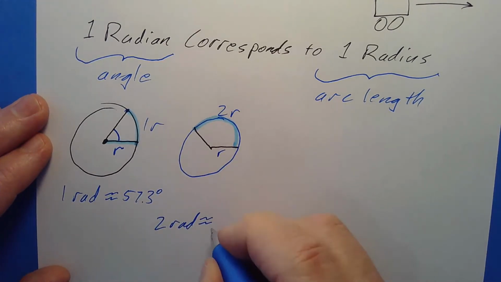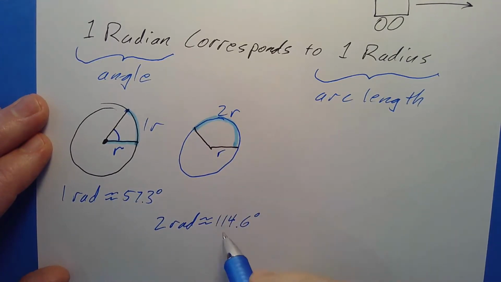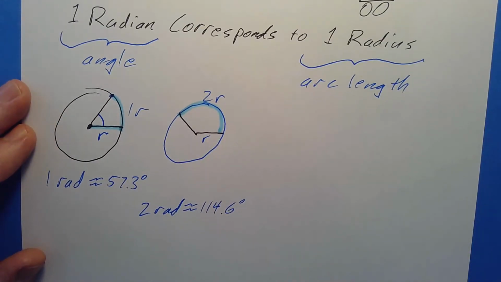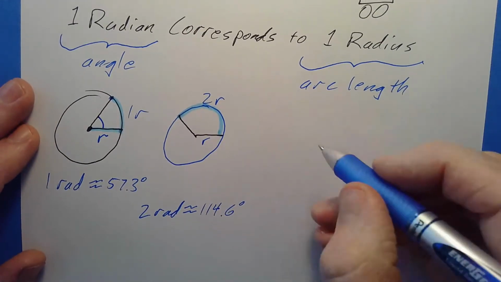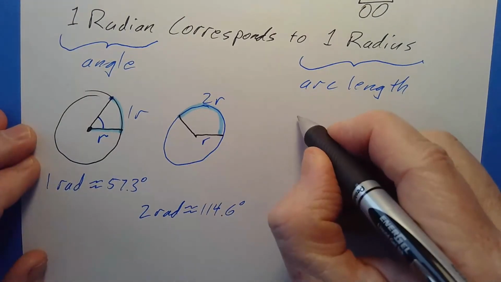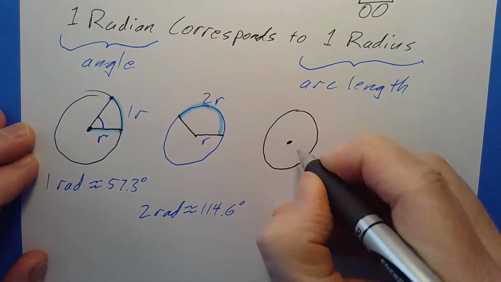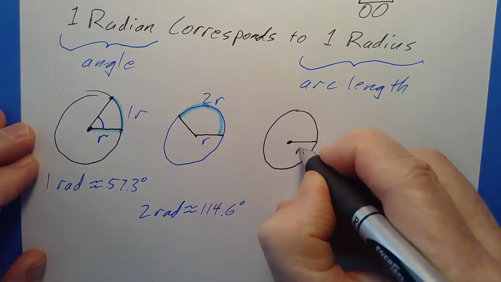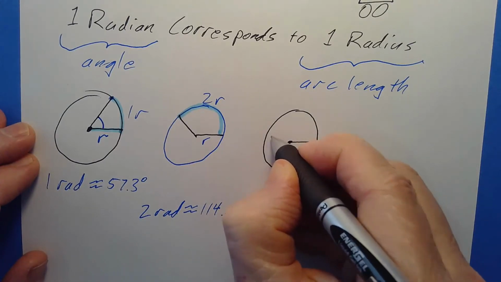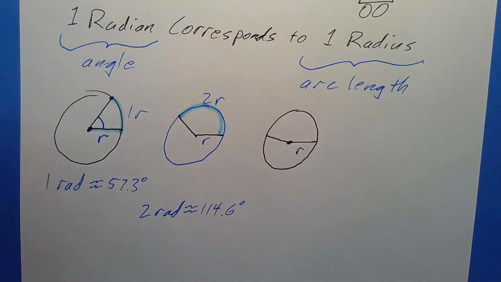Now 2 radians is about 114.6 degrees. Again, don't get too worried about this. I'm just trying to give you a rough idea of how big they are. If we were to keep going, and I do this again, I've got a radius here. 3 radii turns out is almost 180. Not quite, it's getting close, right?